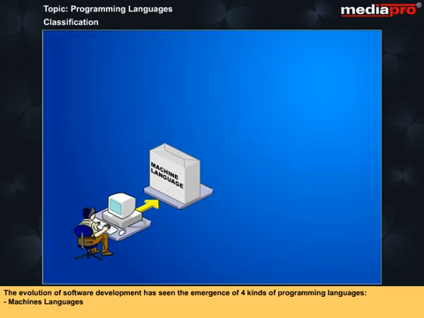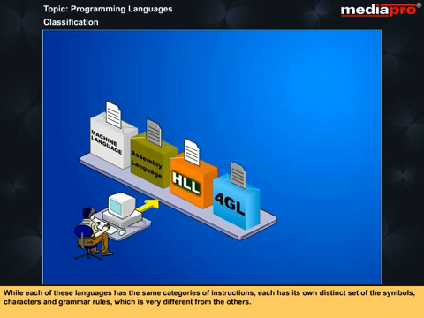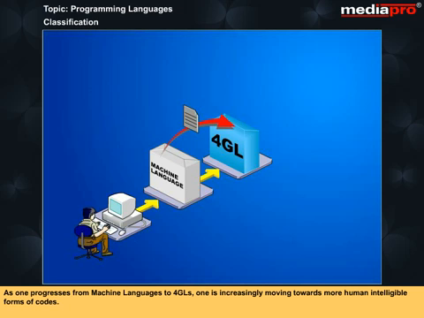The evolution of software development has seen the emergence of four kinds of programming languages: machine languages, assembly languages, higher level languages or HLLs, and fourth generation languages or 4GLs. While each of these languages has the same categories of instructions, each has its own distinct set of symbols, characters, and grammar rules, which is very different from the others. As one progresses from machine languages to 4GLs, one is increasingly moving towards more human intelligible forms of codes.